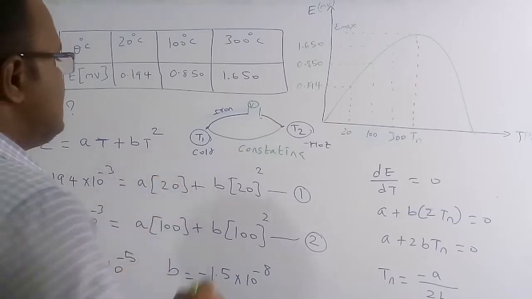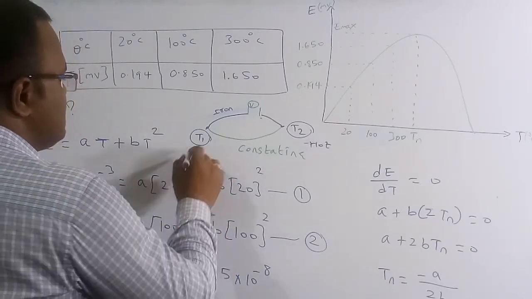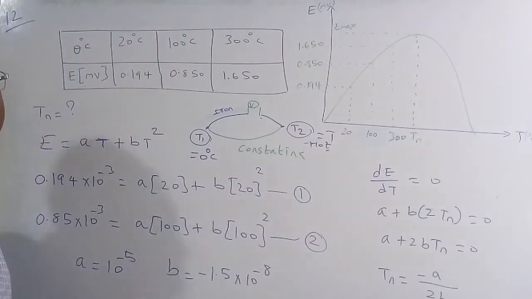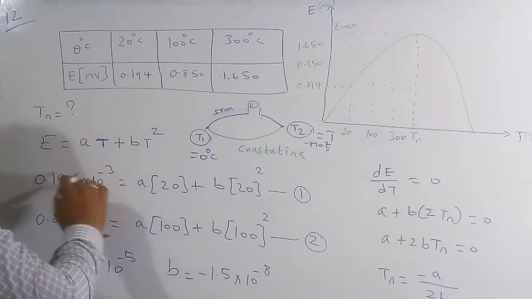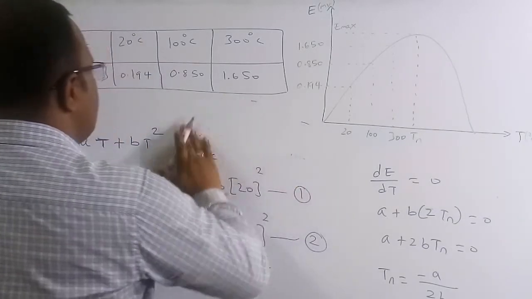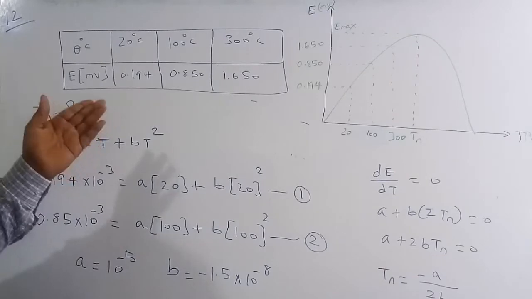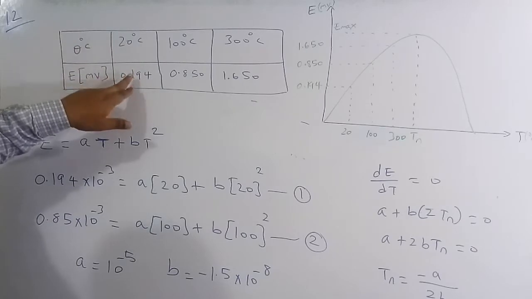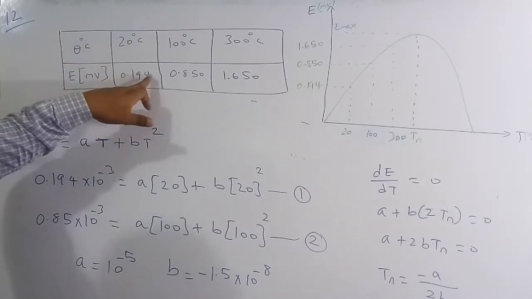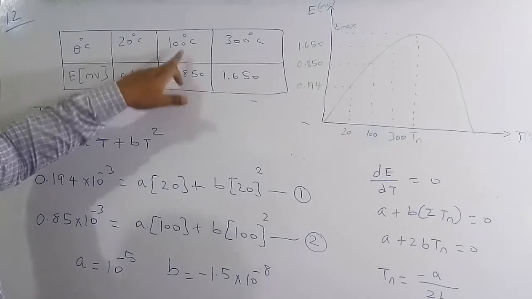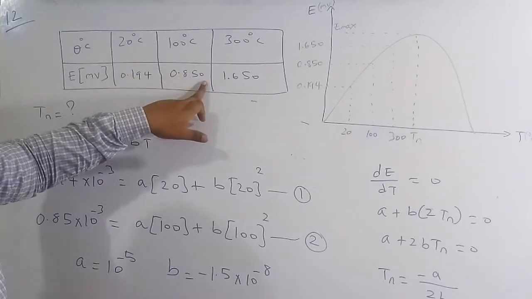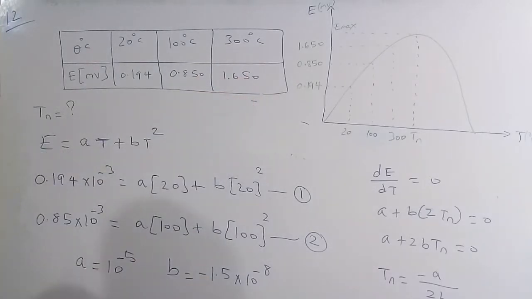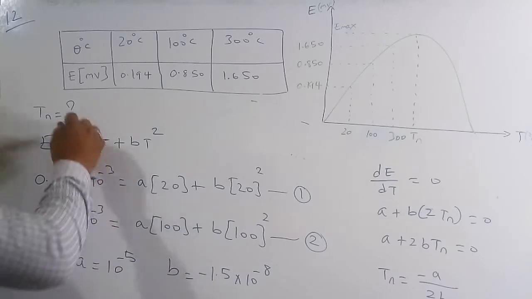In this question, T1 is equal to 0 degree centigrade, and let me assume T2 is equal to T. Therefore the temperature difference will be T minus 0, which is T. Now I am going to rub this out. In this question, one junction is at 0 degree and the other junction is at a varying temperature. At 20 degree centigrade, the EMF induced is 0.194 millivolt, at 100 degree centigrade we get 0.850 millivolt, and at 300 degree centigrade we get 1.650 millivolt. Based on this data we have to find the neutral temperature.